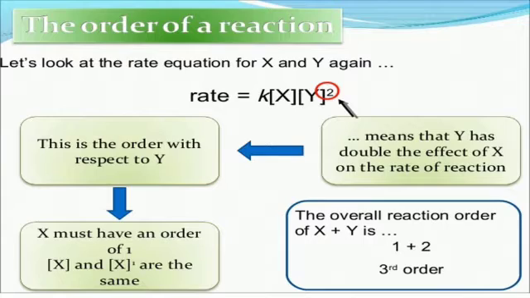Let us talk about the order of a reaction. The sum of the powers to which the concentrations are raised in the rate law is known as the order of the reaction. Here one rate expression is given: rate equals k, concentration of X and concentration of Y to the power 2. Here the power of Y is 2 and the power of X is 1. That means the overall order of this reaction is 1 plus 2 equals 3.